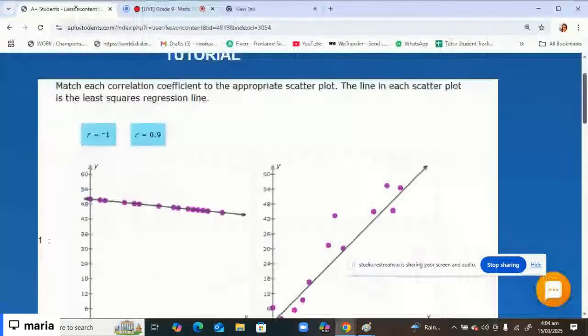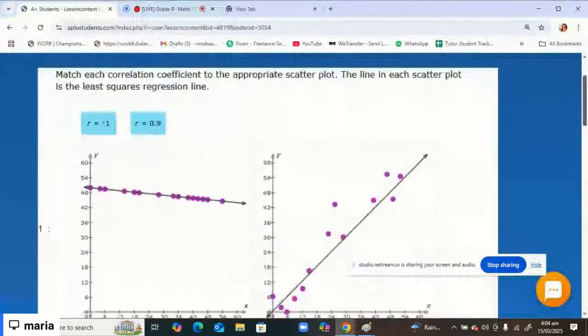So here it is: match each correlation coefficient to the appropriate scatter plot. The line in each scatter plot is the least squares regression line. Okay.